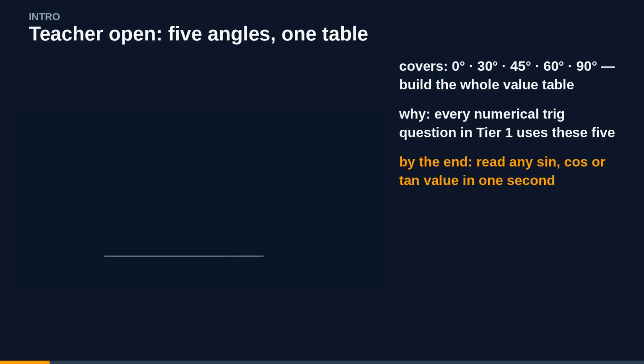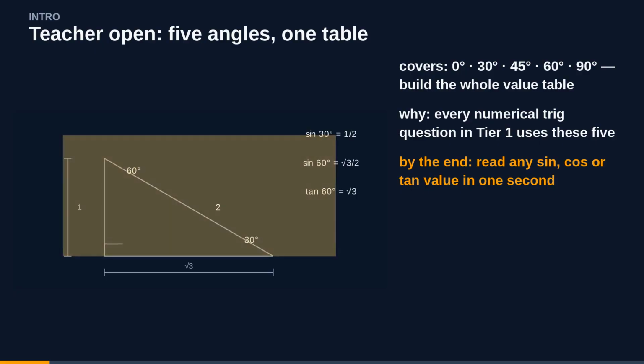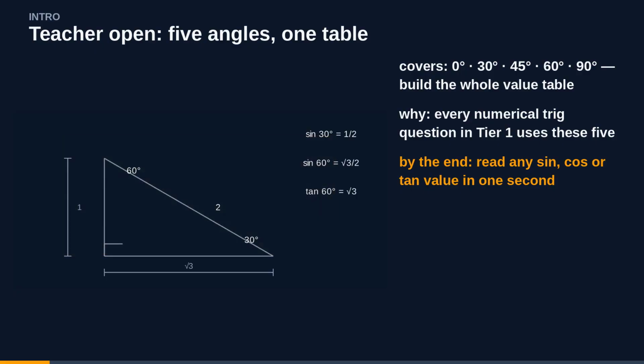Today, let's learn the 5 angles you must know cold: 0, 30, 45, 60, and 90 degrees. Every numerical trigonometry question in SSC CGL Tier 1 uses one of these 5, so one small table of their sine, cosine, and tan values replaces every derivation you would otherwise redo in the exam hall. By the end, you will build that table yourself from 2 special triangles and 2 limits, and read any row of it in 1 second flat.